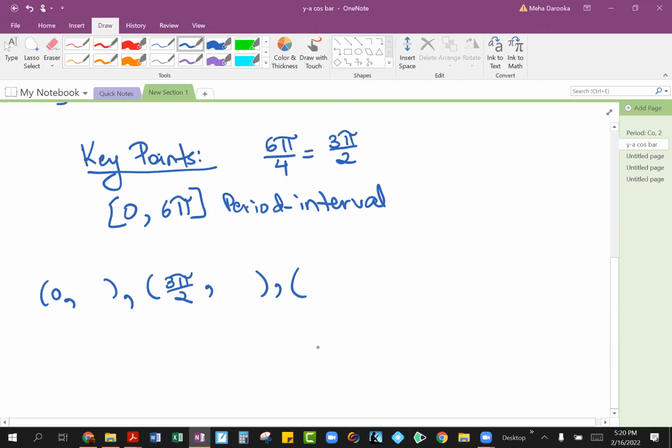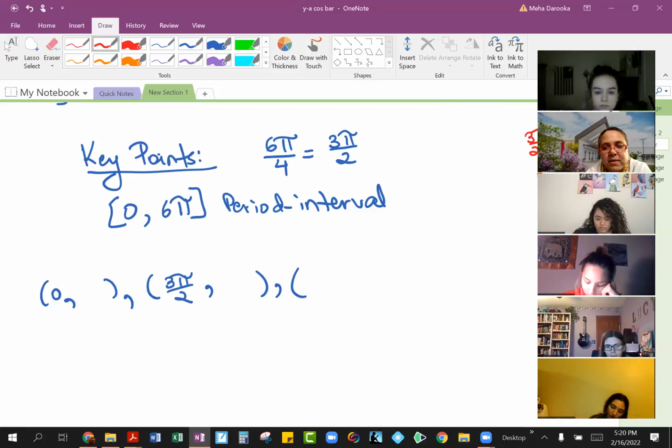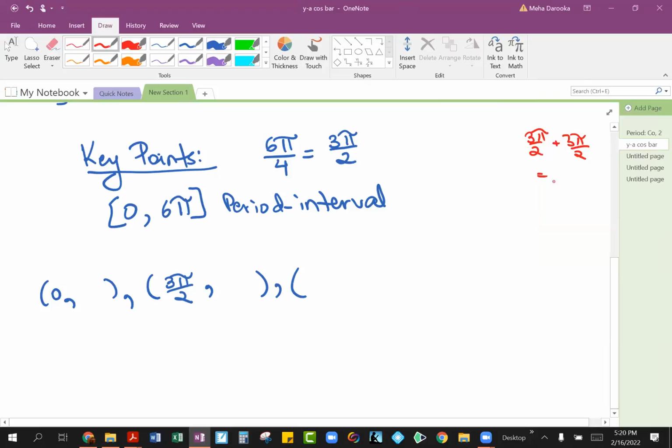I guess we'll do this as scratch work on the side. You're going to take 3 pi halves and add another 3 pi halves to it. So what will that end up giving us? 3 pi, yeah, because the denominator is the same. So 3 pi plus 3 pi will give us 6 pi, but then 6 divided by 2, of course, will give us 3 pi. So this third one is going to be 3 pi.